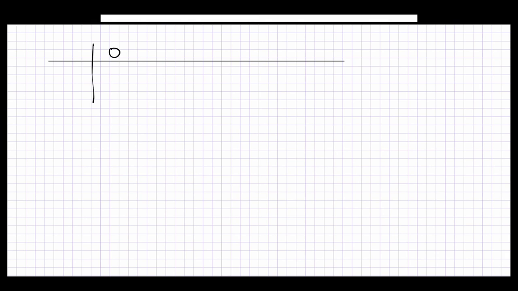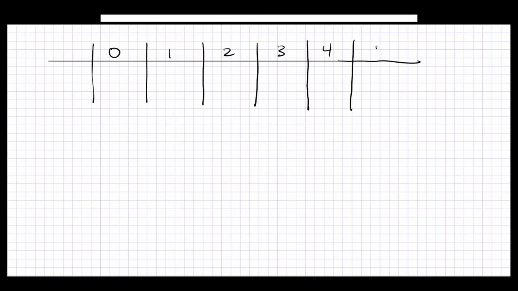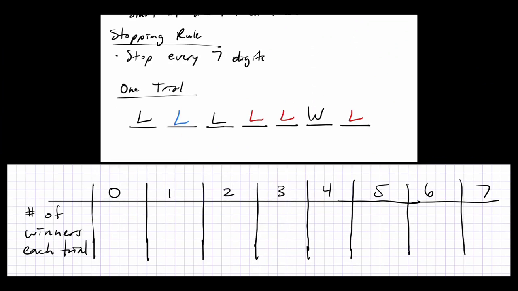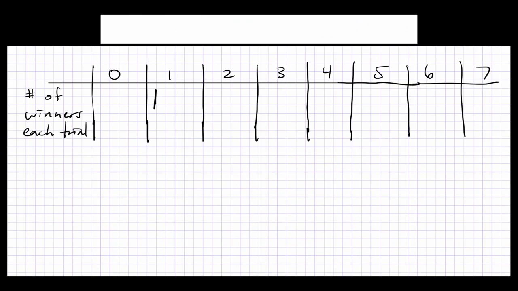Okay, so let's go. We got 0. I'm guessing we'll go 1, 2, 3. When do I stop? 4, 5, 6, 7. What do those numbers represent? Total each trial. There we go. Number of wins, number of winners each trial. Okay. So the first one, I had 1 winner. So I would put a 1 in there.